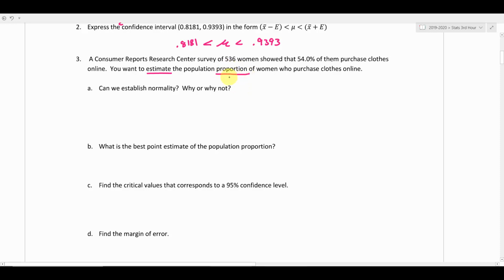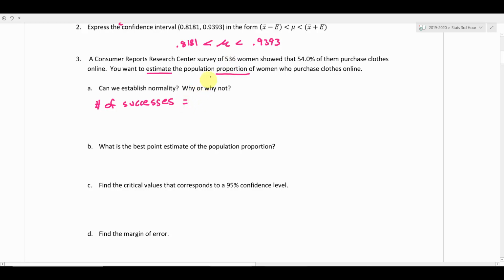And so when we do a proportion, we're going to be doing a 1 prop z int. All right. So the first thing we got to do to use a 1 prop z int confidence interval, we need to make sure that we can establish normality. All right. And with the proportion, we need to make sure that we have at least 10 successes and 10 failures. All right. So if I take the number of successes, and I try to calculate how many successes we had in our sample, all I have to do is take 54% of 536, okay?